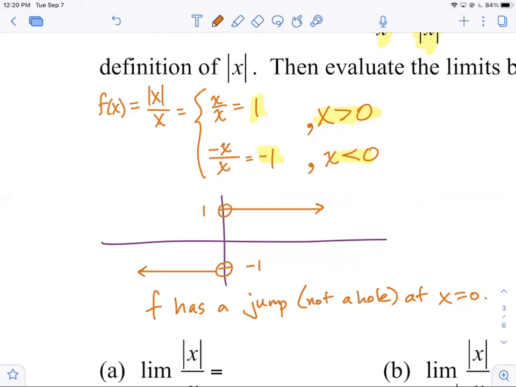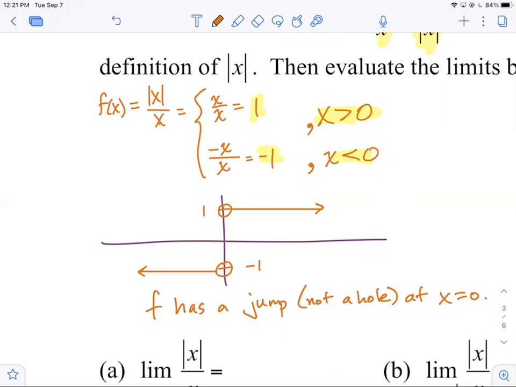So this is kind of like the exception to the 0 over 0 rule. 0 over 0, 99 times out of 100, means hole, limit still exists. But in this case, 0 over 0 means jump. The limit doesn't even exist, okay? The general limit. Do the one-sided limits still exist? Yes. The two one-sided limits still exist. Remember, the reason the general limit doesn't exist is because 1 does not equal -1.